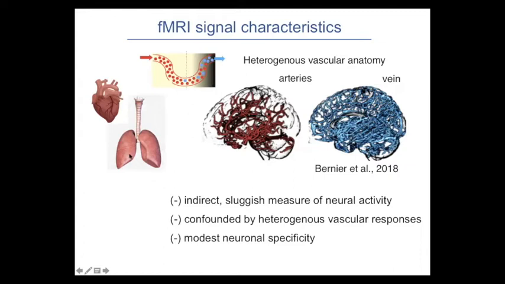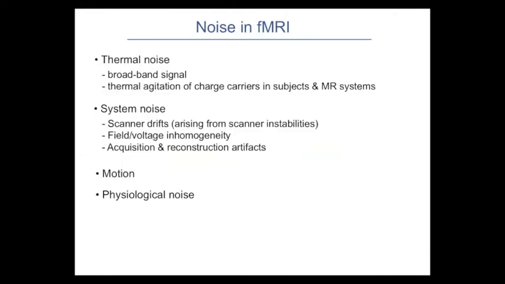So there are lots of other physiological processes that will also alter the ratio between these kinds of hemoglobin and lead to differences. So in that regard, fMRI is more modest in neuronal specificity compared to other imaging modalities. After seeing the fMRI signal characteristics, we'll go over some basic noise types.